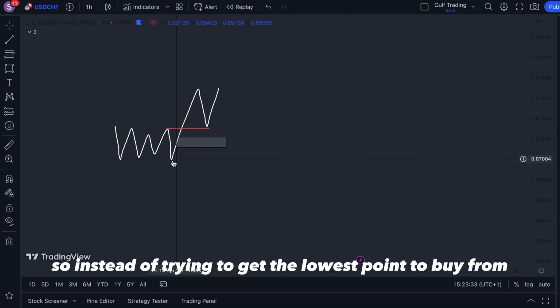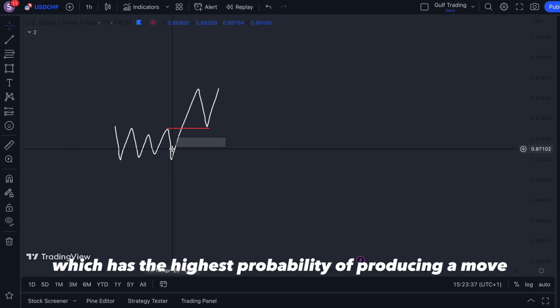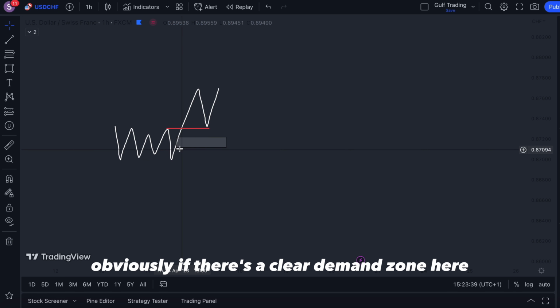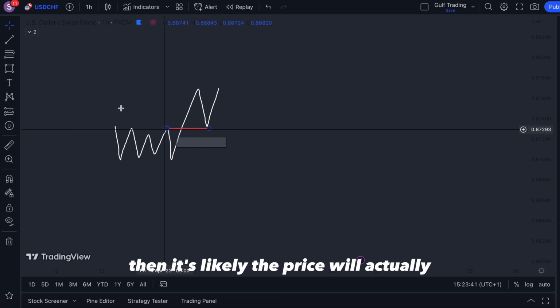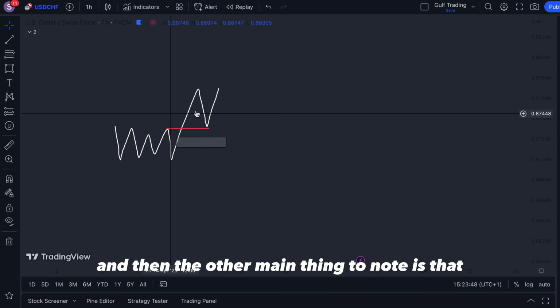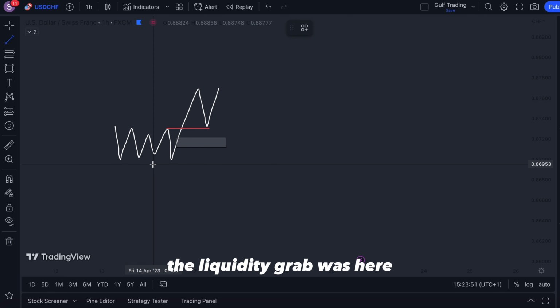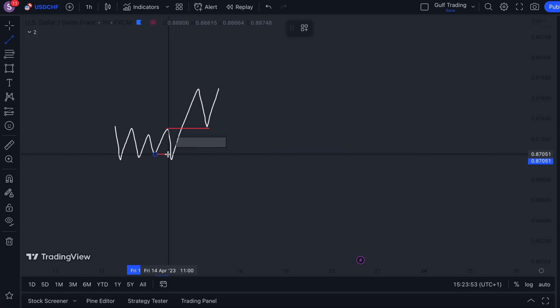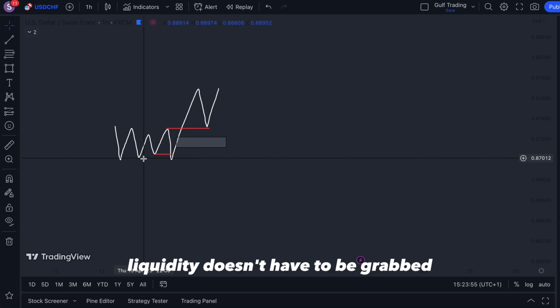And so instead of trying to get the lowest point to buy from, you're going to look for which has the highest probability of producing a move. Obviously, if there's a clear demand zone here, then it's likely the price will actually come down into it before taking off again. And then the other main thing to note is that the liquidity grab was here, and that the whole range liquidity doesn't have to be grabbed.